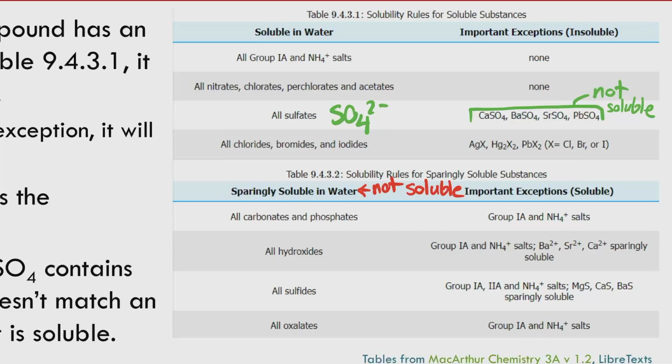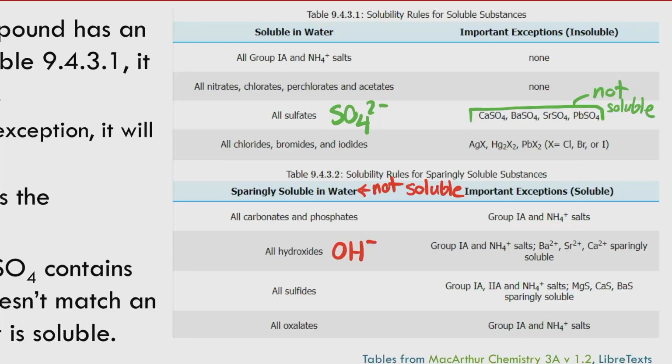So things that are in this group, hydroxides, for example. Hydroxide is OH-. So things that have OH- in them we would consider to be insoluble. They're not going to dissolve. But we have some exceptions. So if it's got one of these exceptions, then it is soluble.